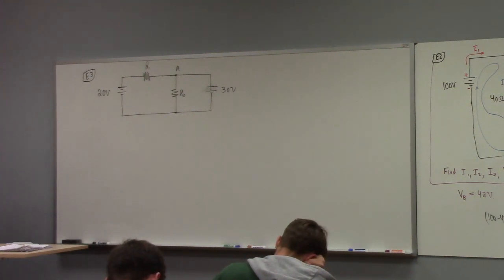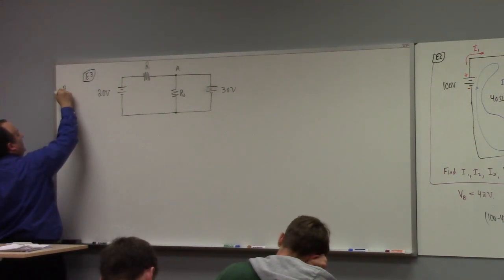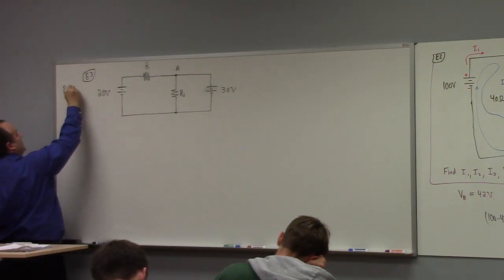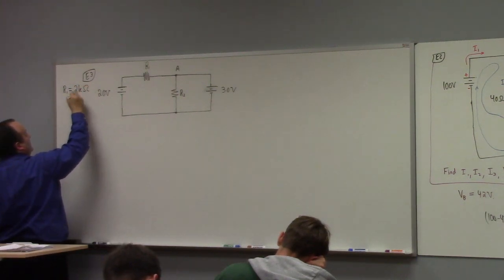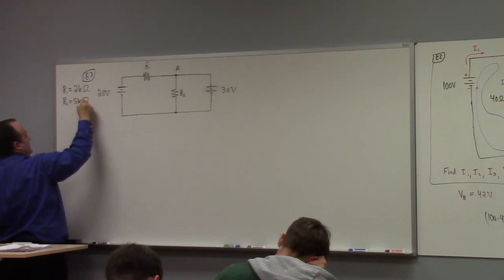We're going to make, and here's the deal, we're going to make R1 equal to 2 kiloohms. And we're going to make R2 equal to 5 kiloohms. All right?